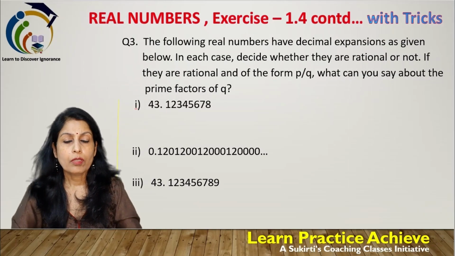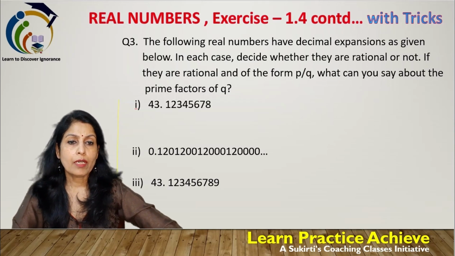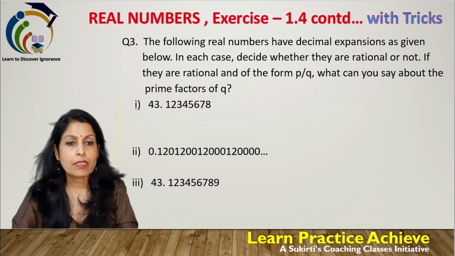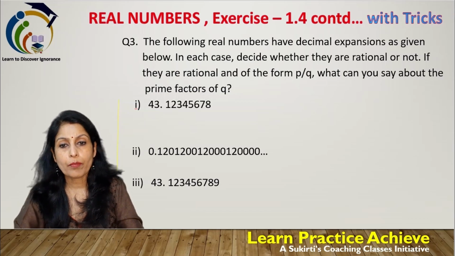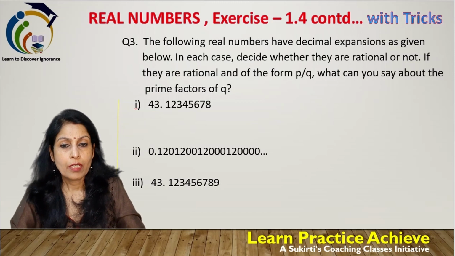Question number 3. The following real numbers have decimal expansion as given below. In each case, decide whether they are rational or not. If they are rational and of the form P upon Q, what can you say about the prime factors of Q? Okay, so the first number given here, can you say whether it is rational or irrational?